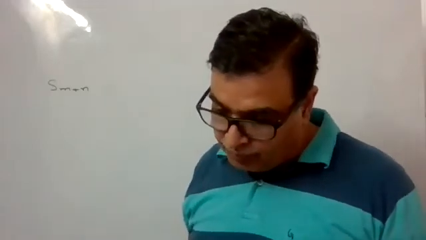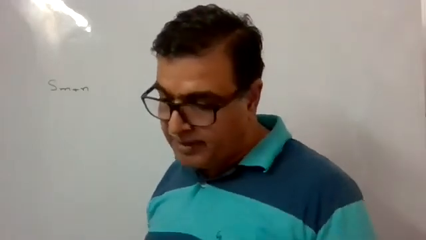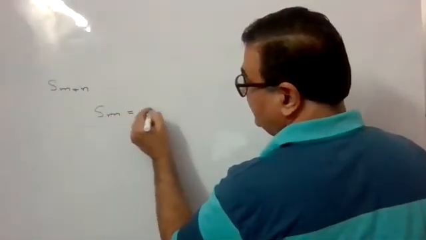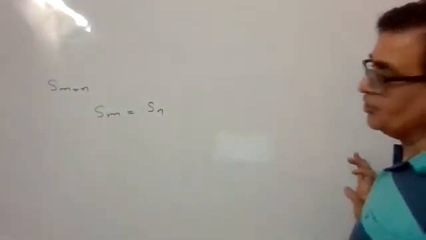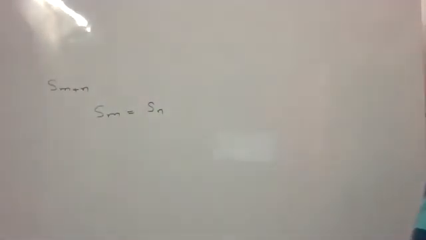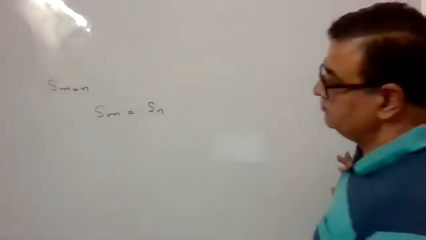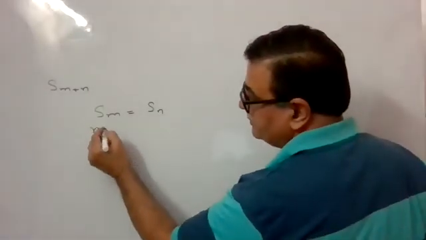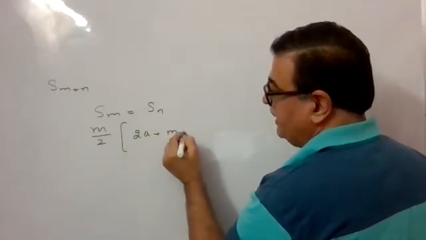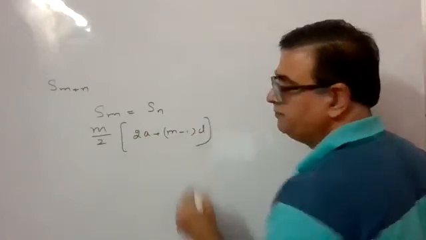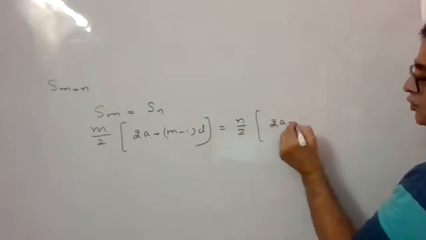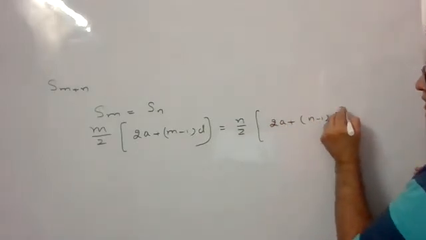The sum of the first m terms of an AP is the same as the sum of n terms of the AP. The sum of m terms equals the sum of n terms, as given in the question. You have to show that the sum of m plus n terms is 0. So what I do here in this case: m by 2 (2a plus (m minus 1) into d), and here it will come n by 2 (2a plus (n minus 1) into d).